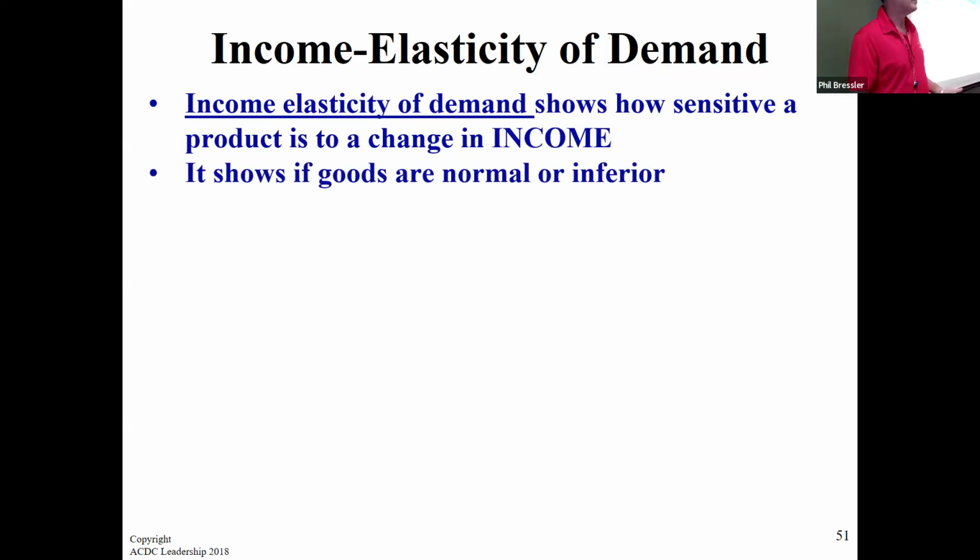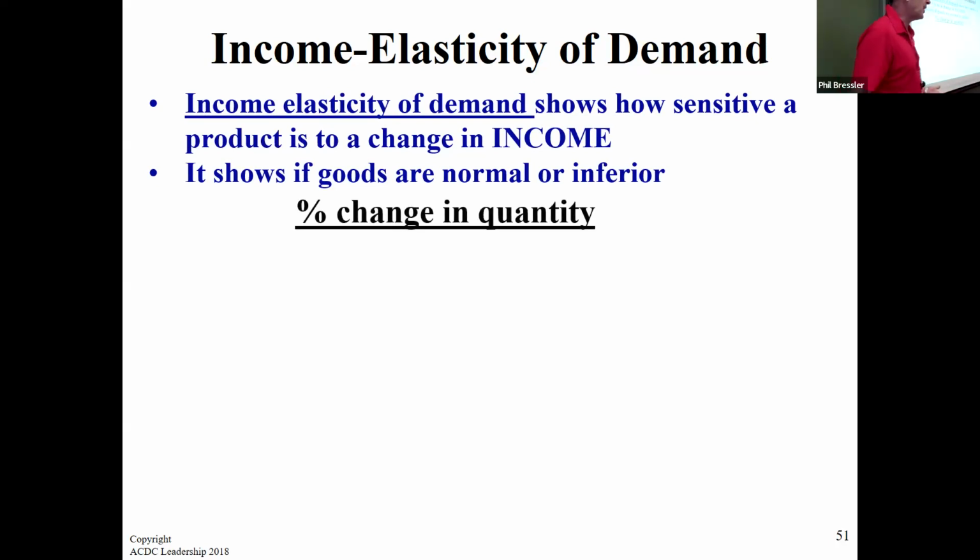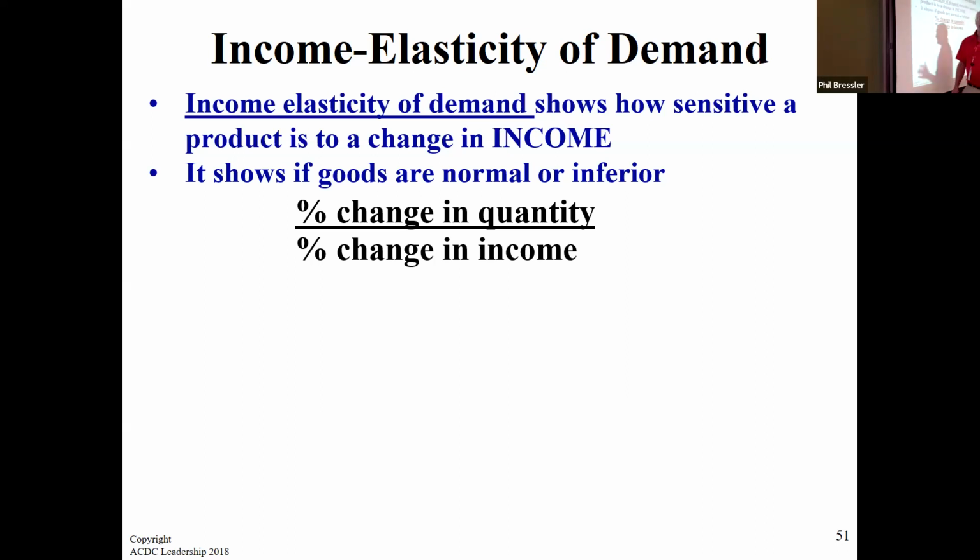What's going to be on top? Percentage change in quantity. It's on top of all. What do you think is going to be on the bottom? What are we measuring? Income. So instead of price here, you could have income. Okay. So every formula has quantity on top. We're measuring how much quantity is changing based on either the change of the price of the product or income.